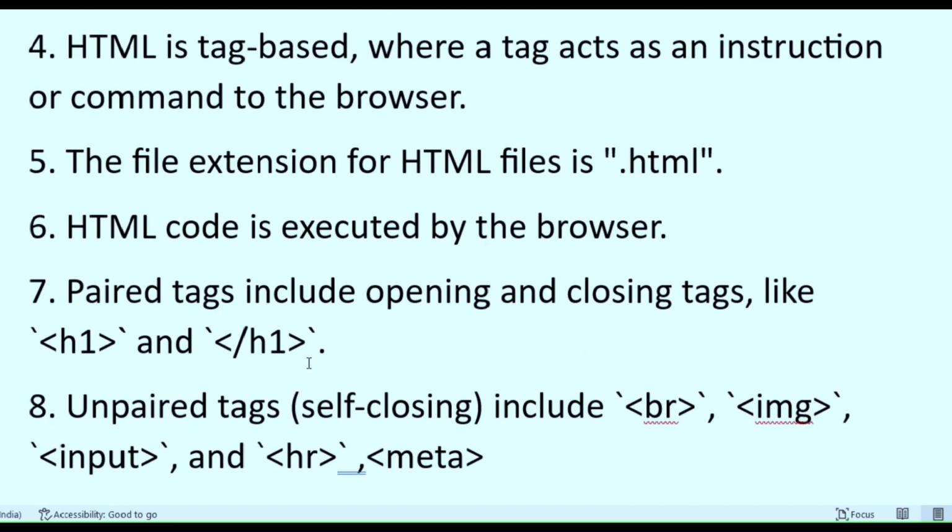A paired tag means it includes the opening tag and the closing tag. For example, h1, you can see, and it ends with a closing tag that has a forward slash. But unpaired tags are self-closing, having only the opening tag and no closing tag. Examples are break, image, input, horizontal line, and meta. So these are the unpaired tags.